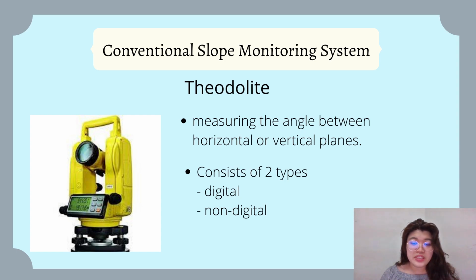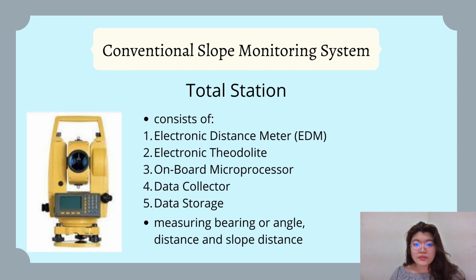Conventional slope monitoring system. Conventional means a normal slope monitoring system. There are four. One is the theodolite. A theodolite is used to measure the angle between horizontal or vertical planes. Right now there are two types, digital and non-digital, but nowadays most people use digital.